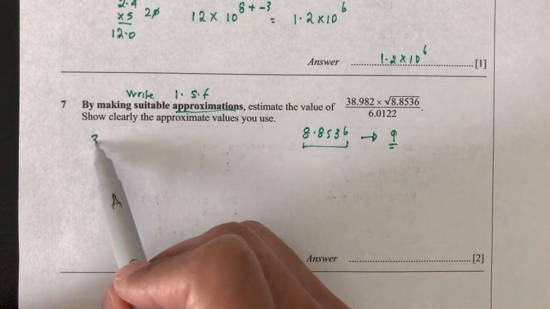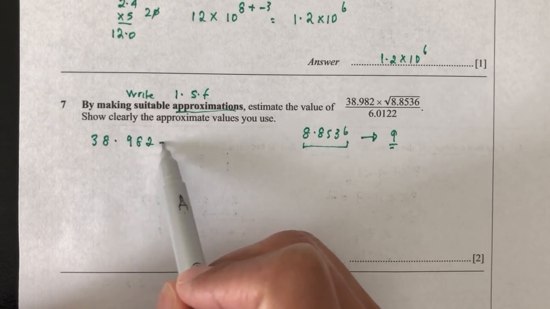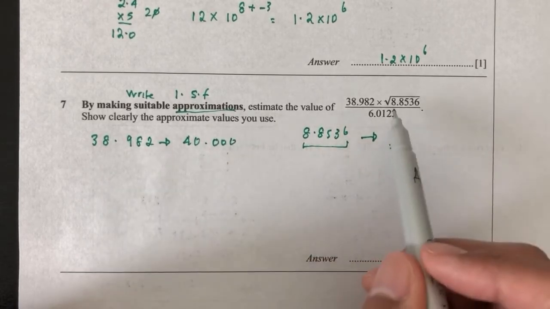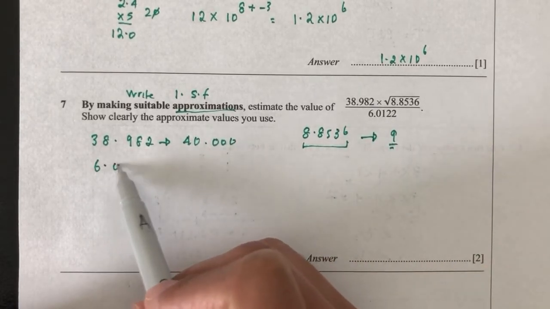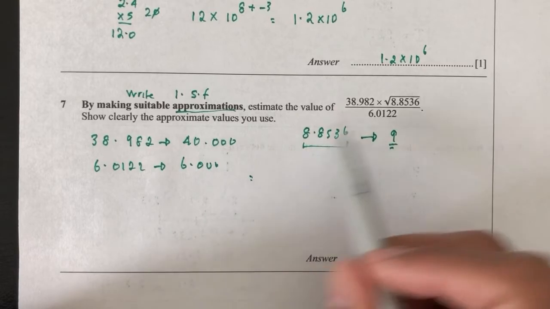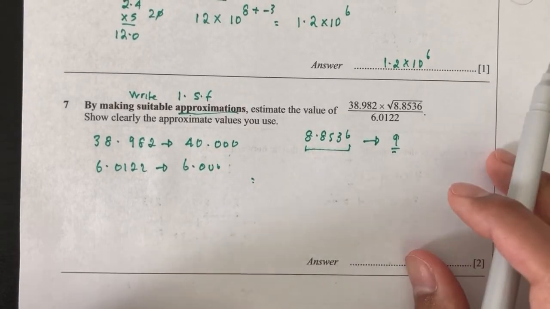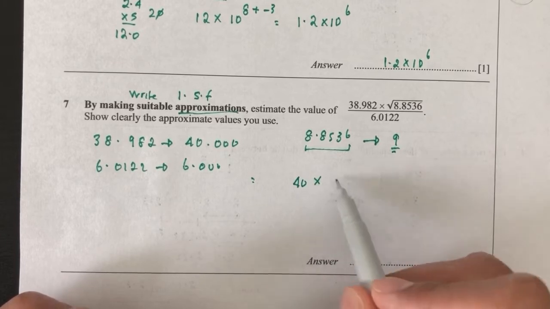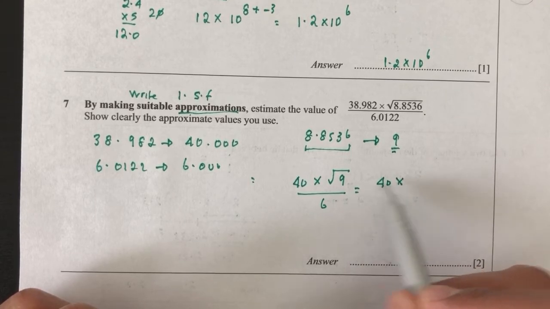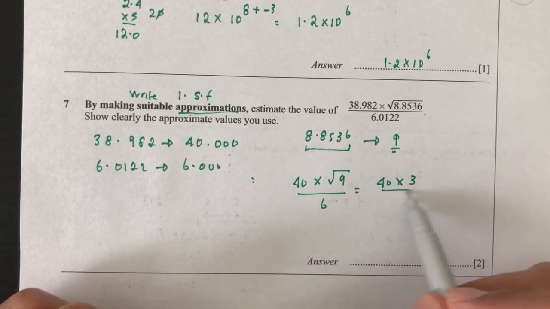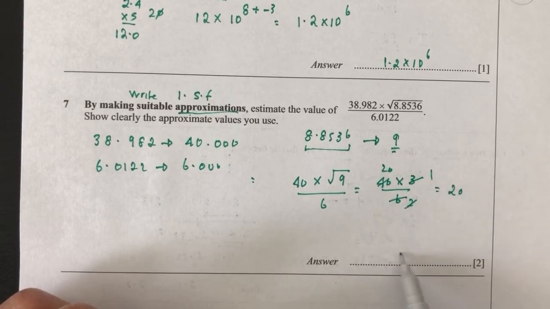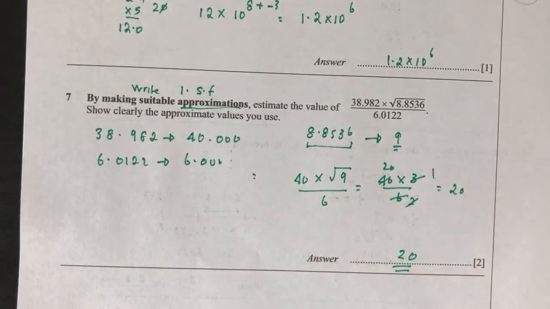So let's do that. The first one is 38.982. To 1 SF, that will be 40. And this one will be 9. And this one will be 6. So let's replace back in the equation. So here we have 40 times the square root of 9 divided by 6. So we have 40 times, this is 3, this is 6, 1, 2, your answer will be 20. That was question number 7.